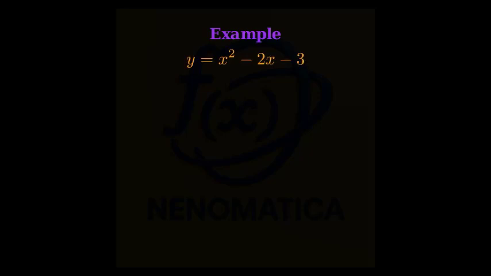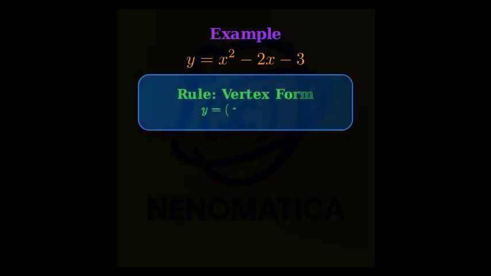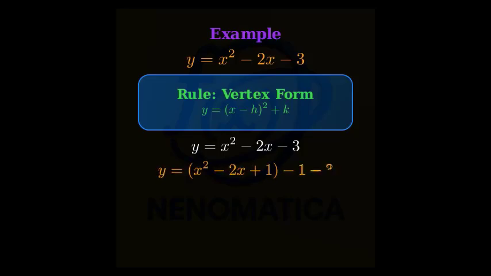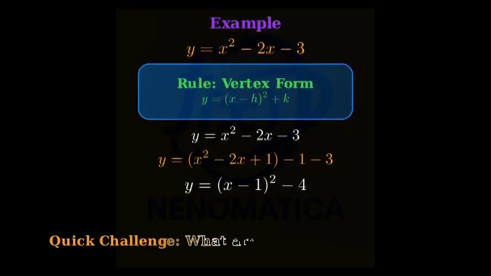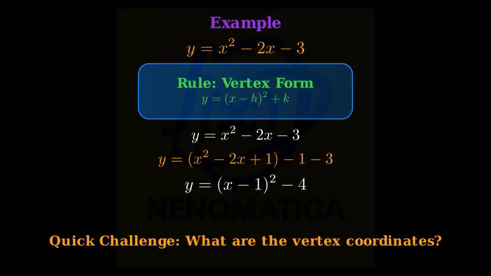Step 1. Complete the square. We want the vertex form, which is y equals (x minus h) squared plus k. Starting with y equals x squared minus 2x minus 3, add and subtract 1 inside to form a perfect square. That gives y equals (x minus 1) squared minus 4. Step 2. Build a small table of values using the vertex form.